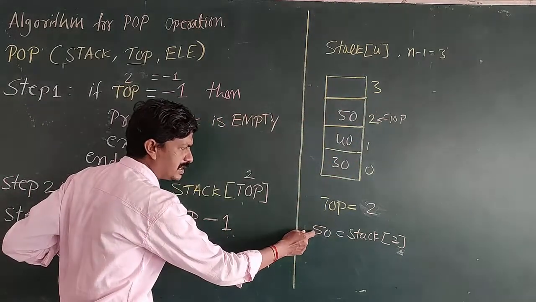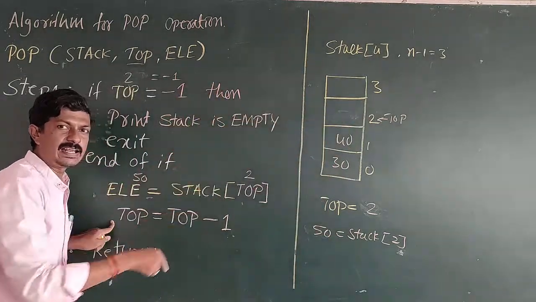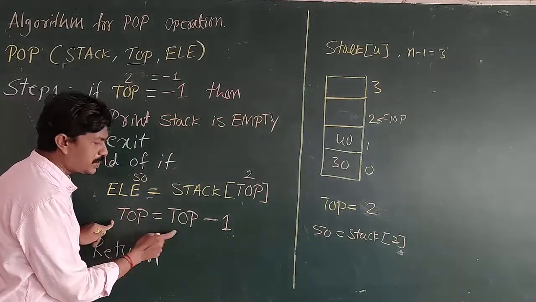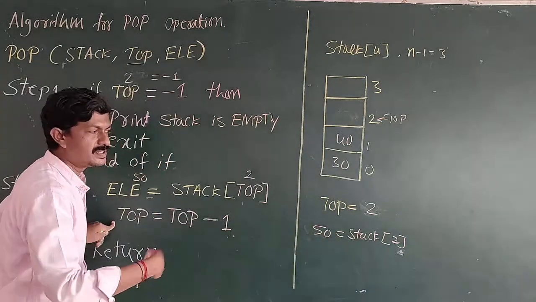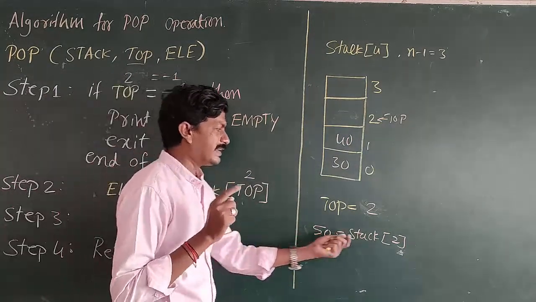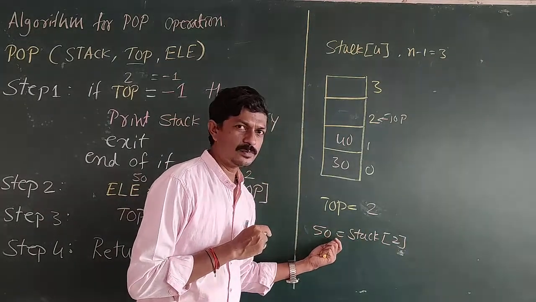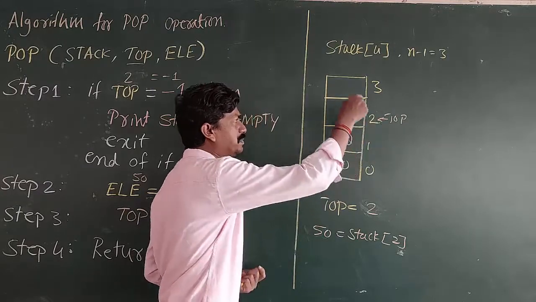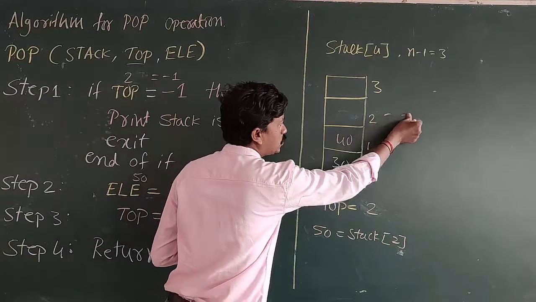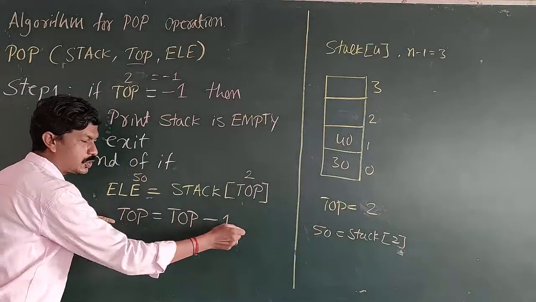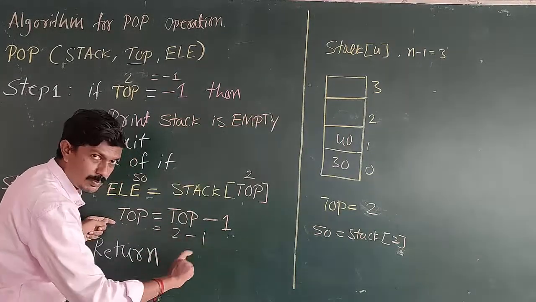Now we perform the deletion operation. Once it has performed the deletion operation, now I need to decrease the top pointer, that is top equal to top -1. Now I deleted 50 equal to stack of 2, which means the element existing at the second index of the stack should be removed. After I perform this operation, I need to decrease the top pointer, that is top equal to top -1. Top is pointing to the second index, and 2 minus 1 is 1.